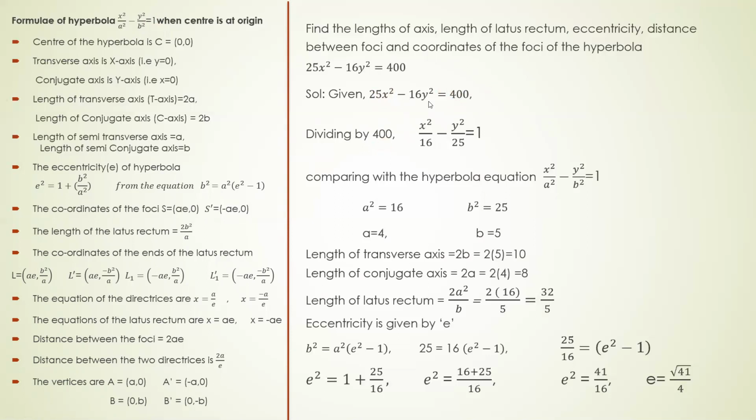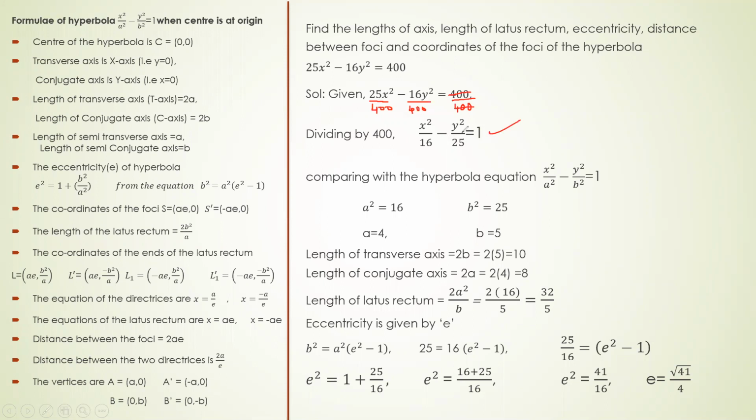Dividing the whole equation by 400, what are we going to get? When we divide this equation by 400, here it will be 400, here also it will be divided by 400, and here also it will be divided by 400. RHS side automatically will be 1 because 400 and 400 get cancelled. You will be getting 1. Now 25 ones are 25, 16s are 400. Similarly, 16 ones are 16, 25s are 400. Cancel. So we will get this equation.